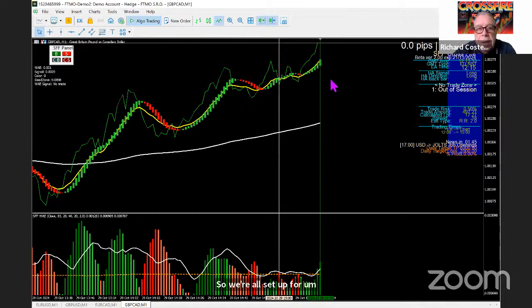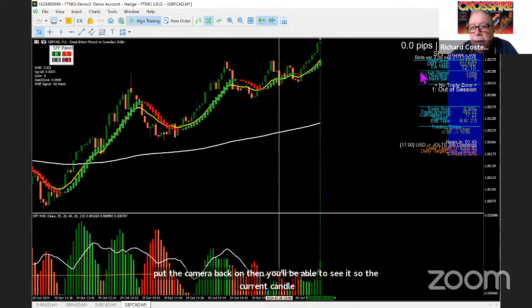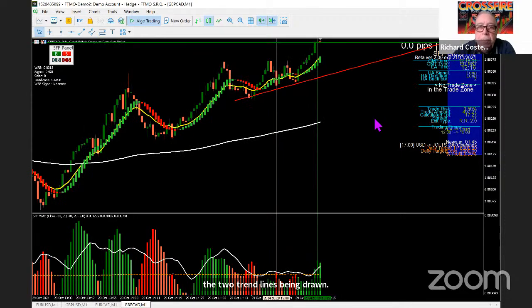So when the current candle closes, I'll put the candles back on, then you'll be able to see it. The current candle is the 12:15 candle. There's a time confirmed there, 12:15. So when that candle closes, you'll see the two trend lines being drawn. So we'll just wait. There we go.